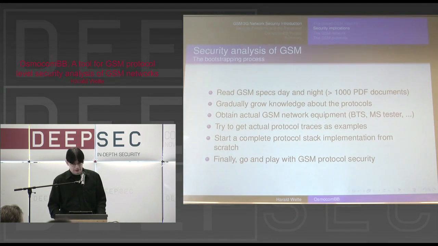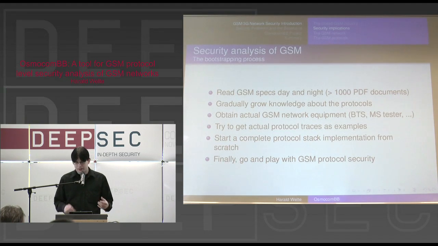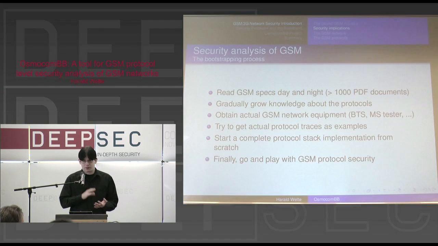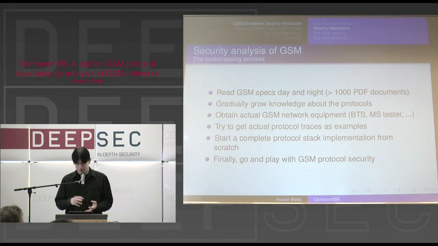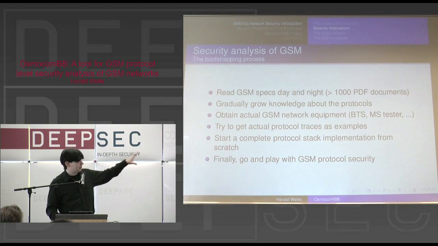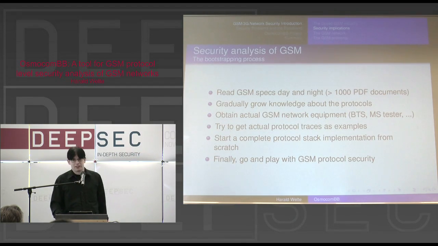Now, okay, so to bootstrap this process, you read the specifications, you gain knowledge about the protocols, you obtain actual equipment, you try to get actual protocol traces, you implement the protocol stack, and then you play with the security of the protocol. And after the work that we've been doing, we are at the final step, right? So this is a presentation that tells you we now have the tools, it's up to the security community to go out and use those tools now.